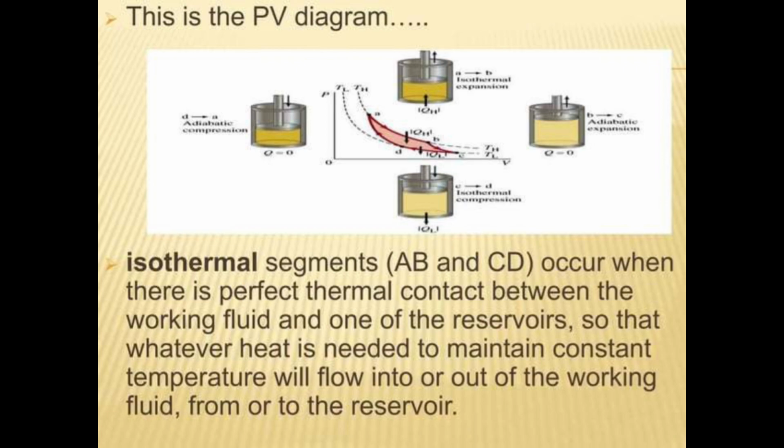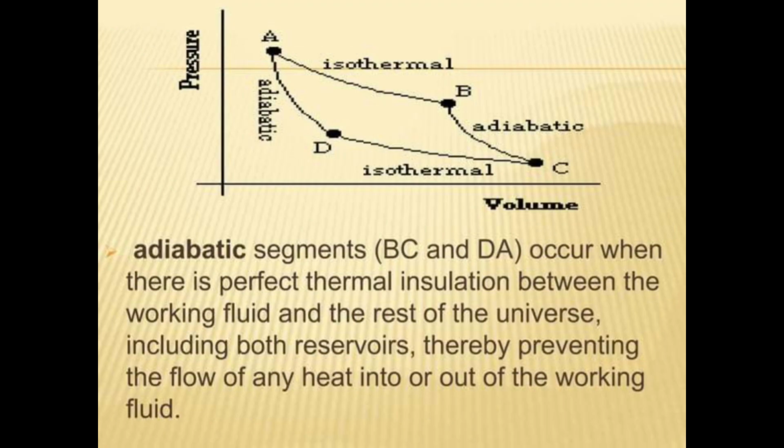Isothermal segments AB and CD occur when there is perfect thermal contact between the working fluid and one of the reservoirs, so that heat needed to maintain constant temperature will flow into or out of the working fluid from or to the reservoir. Now we have to consider the volume and pressure. First, A to B is isothermal, B to C is adiabatic, C to D is isothermal, and again D to A is adiabatic.